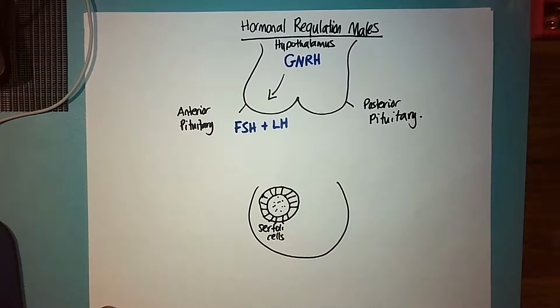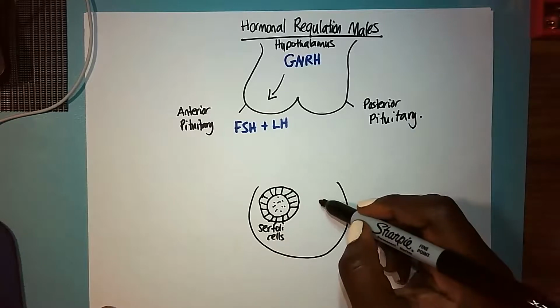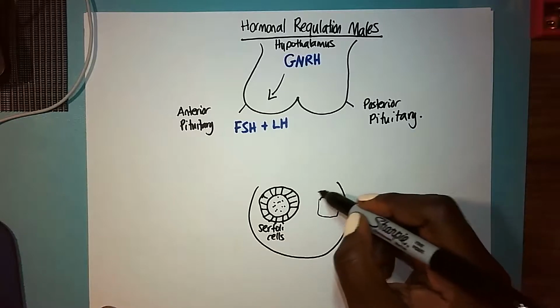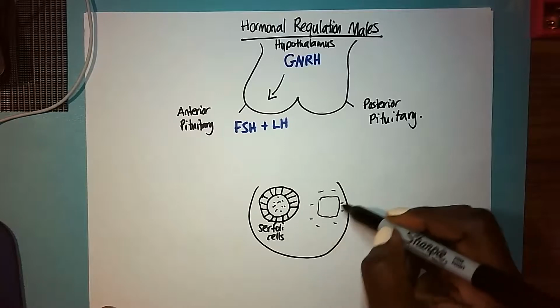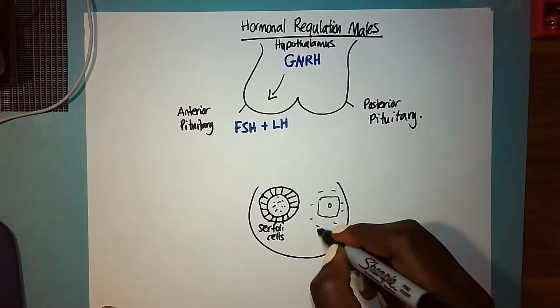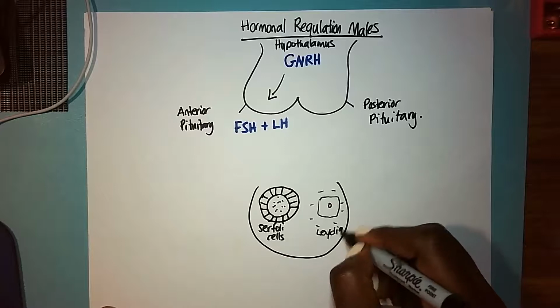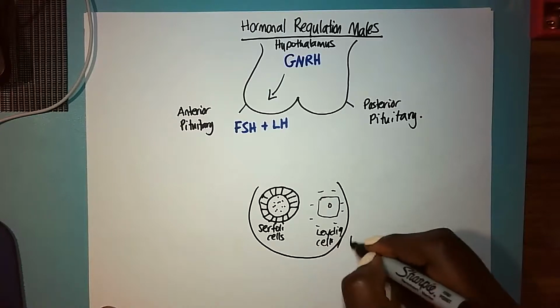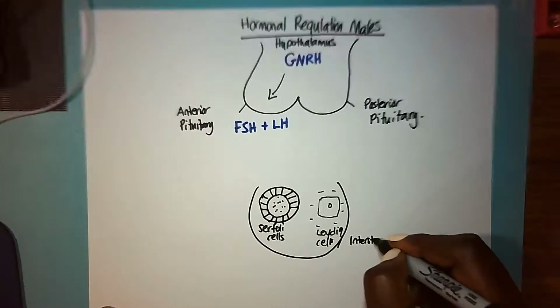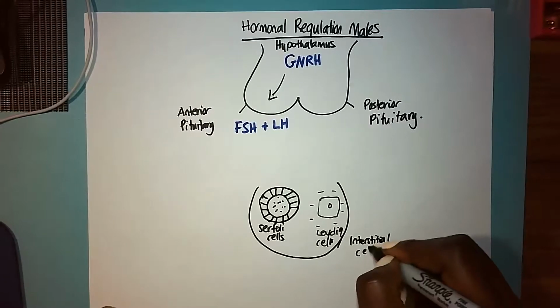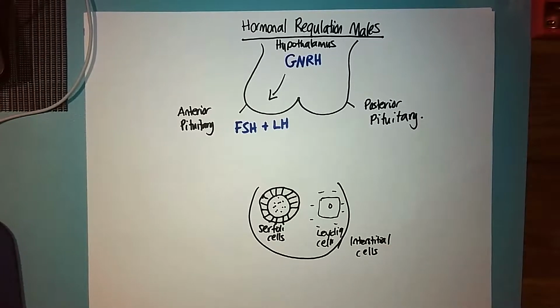Okay. So these are our Sertoli cells. The other cells we described here are the Leydig cells. These are the cells that are out in the interstitial area of the testis. Okay, so these are our Leydig cells, also called interstitial cells. Okay. Now, FSH is going to act on the Sertoli cells.